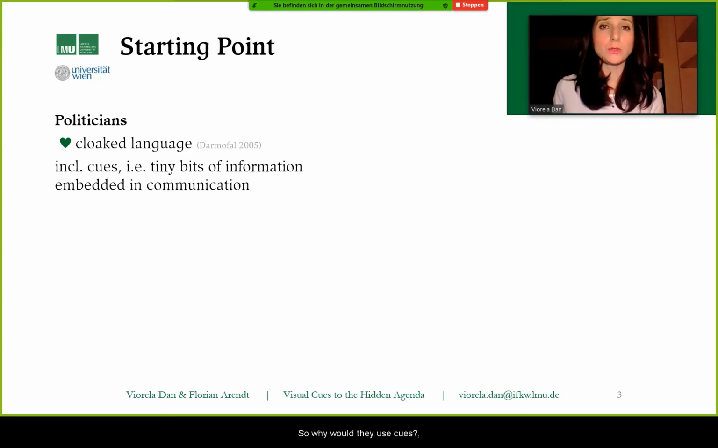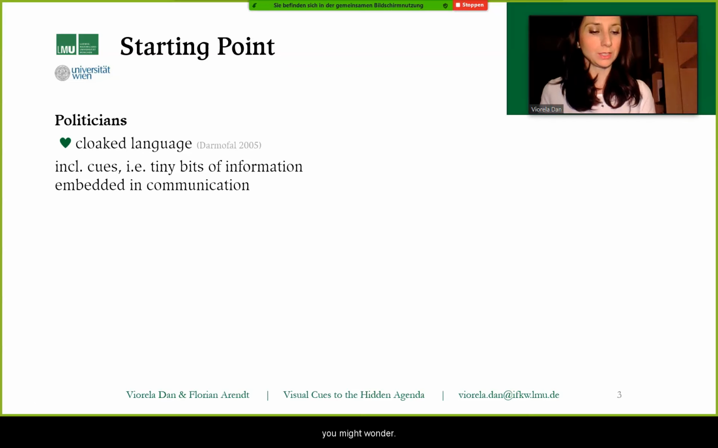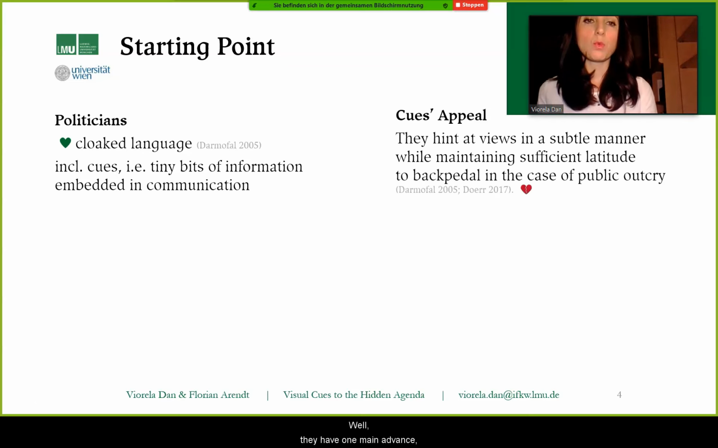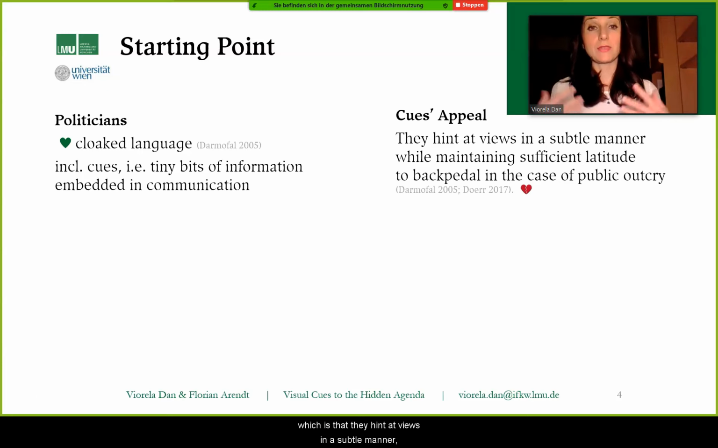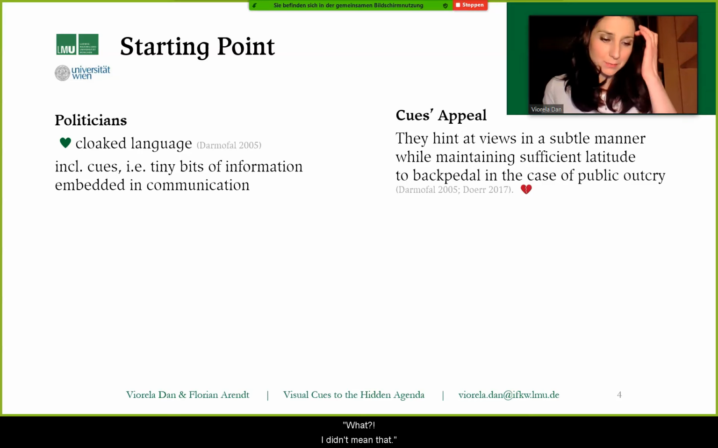So why would they use cues, you might wonder? Well, they have one main advantage: they hint at views in a subtle manner, while maintaining sufficient latitude to just backpedal in case of a public outcry. So if somebody complains, you can always be like, what? I didn't say that.